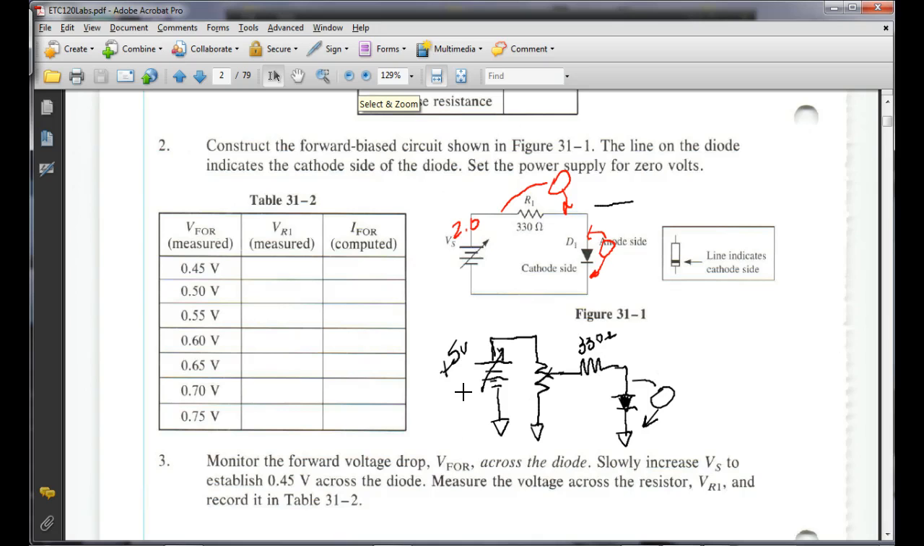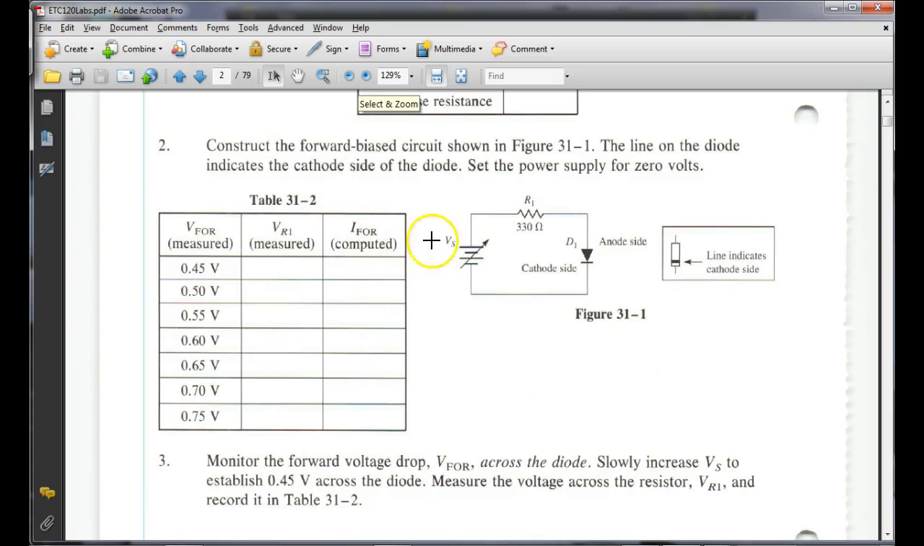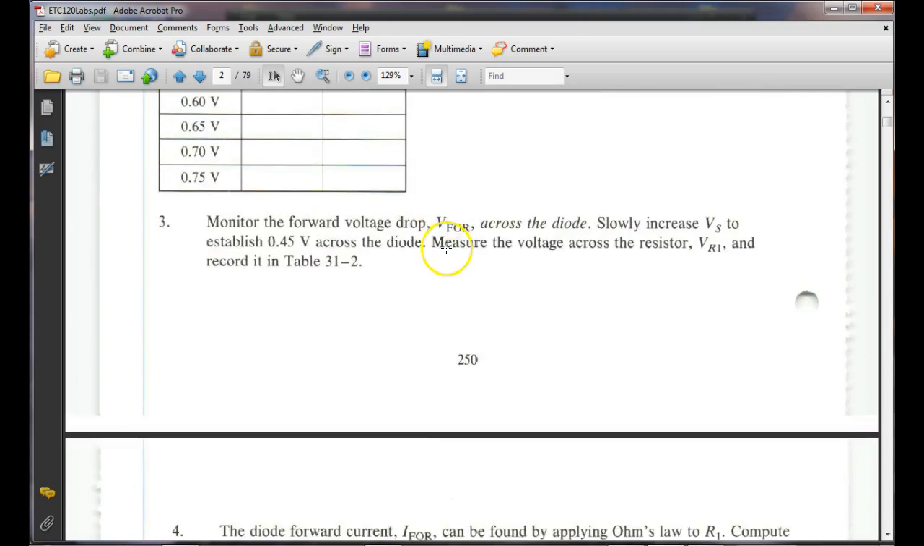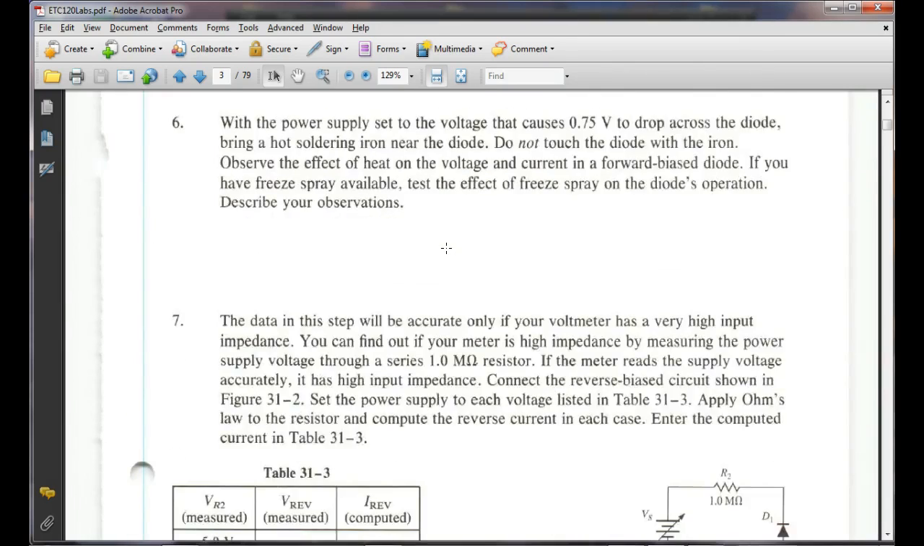Everybody understand that? And now you can take your meter, put it over here, set it at 0.45 volts, and then you'll come over here and measure across your resistor. Then you'll use that to calculate current. Everybody okay? That makes sense. Any question? It'll be interesting to see what it did.